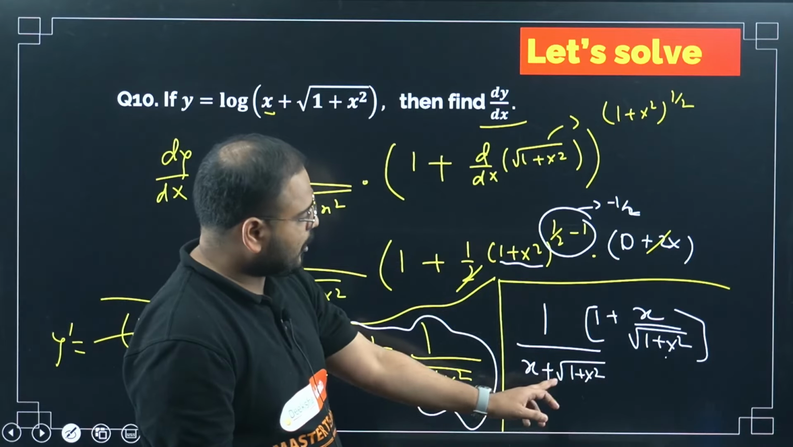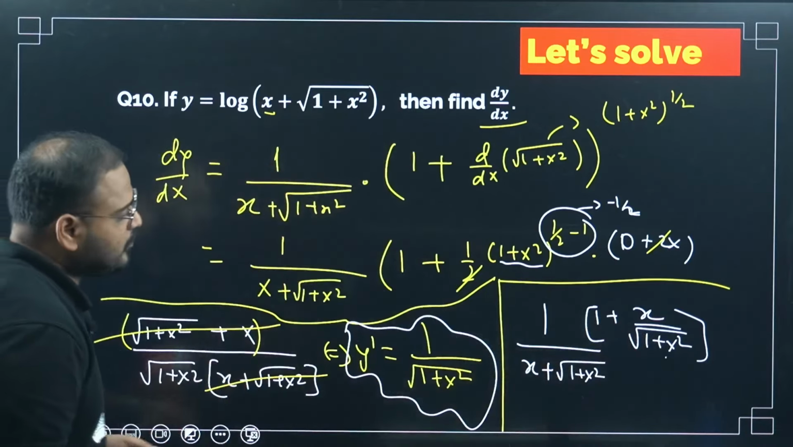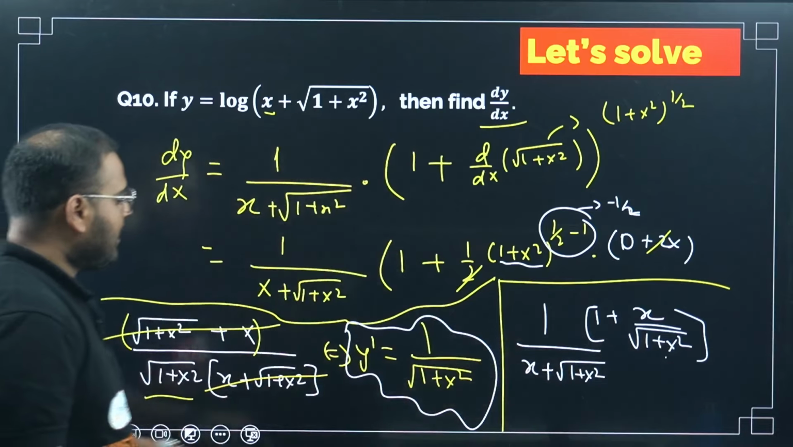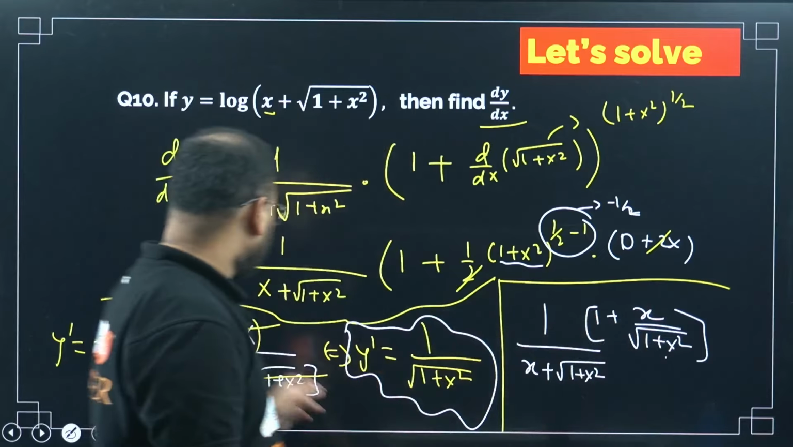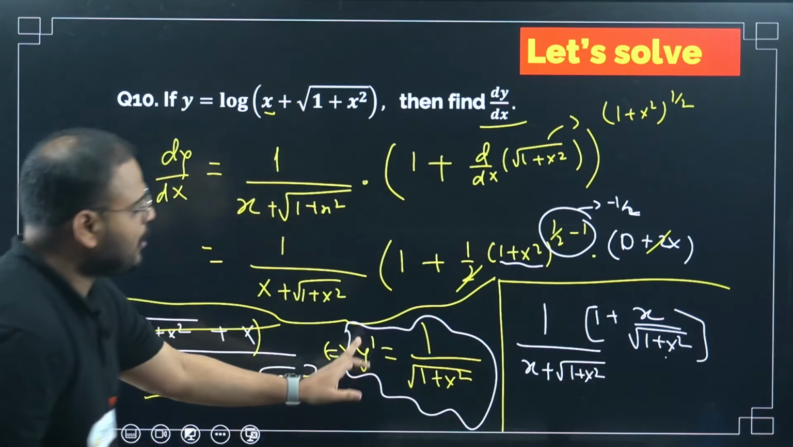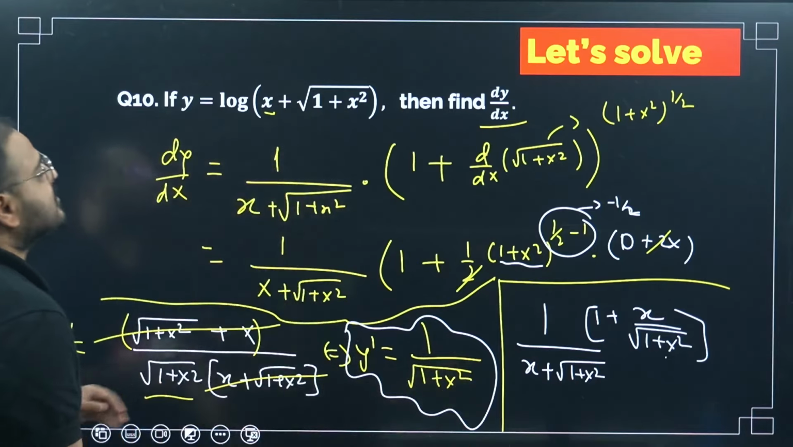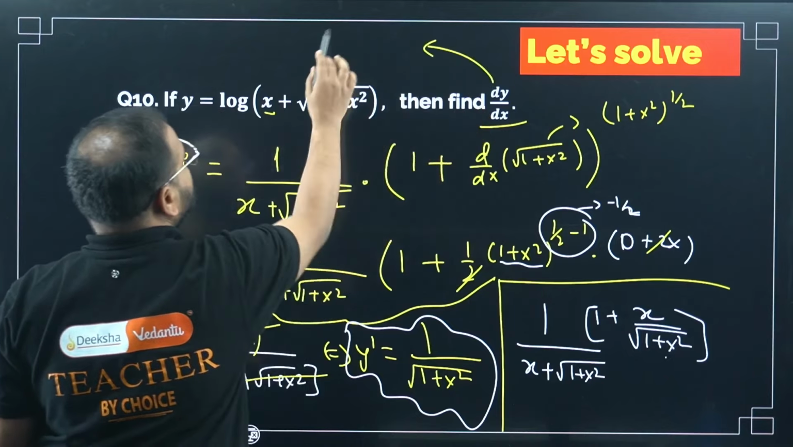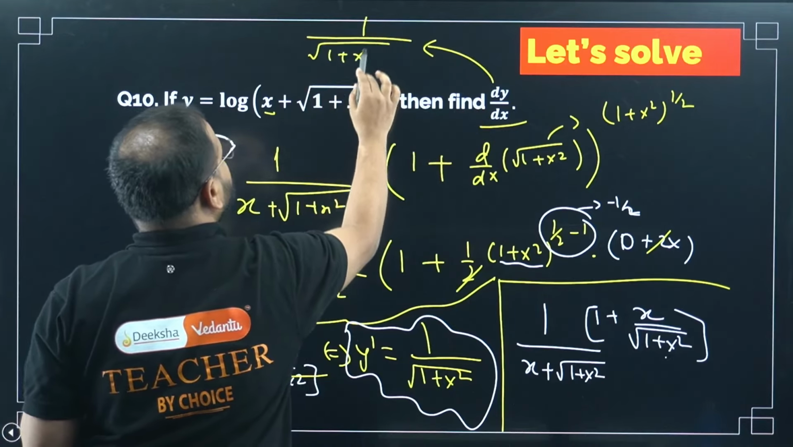Now if you check, this denominator was as it is. I took the LCM for the numerator part. The LCM was 1 plus x square, which came in the denominator over here, and then I got x times root of 1 plus x square plus x. The same thing got cancelled. The answer is y dash equals 1 upon root of 1 plus x square. They're asking us for y dash only. If you want, I can write your answer here also. The answer is 1 upon root of 1 plus x square.